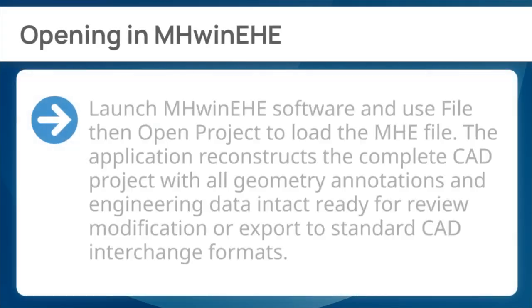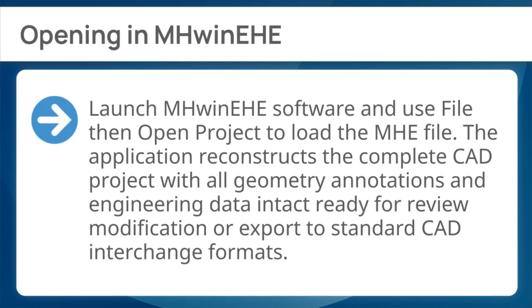First, opening an MHwinEHE. Launch MHwinEHE software and use File then Open Project to load the MHE file. The application reconstructs the complete CAD project with all geometry, annotations, and engineering data intact, ready for review, modification, or export to standard CAD interchange formats.